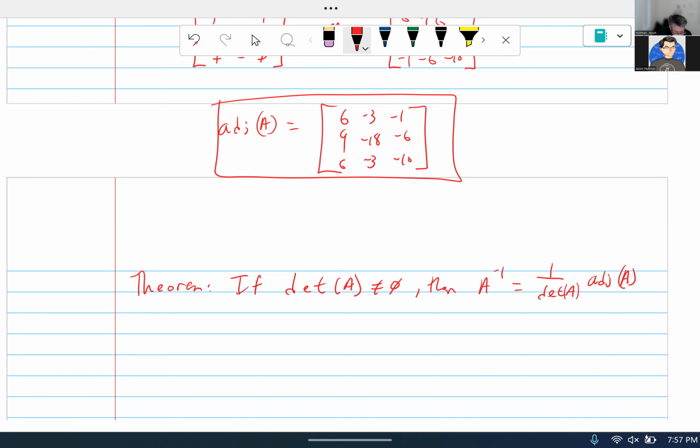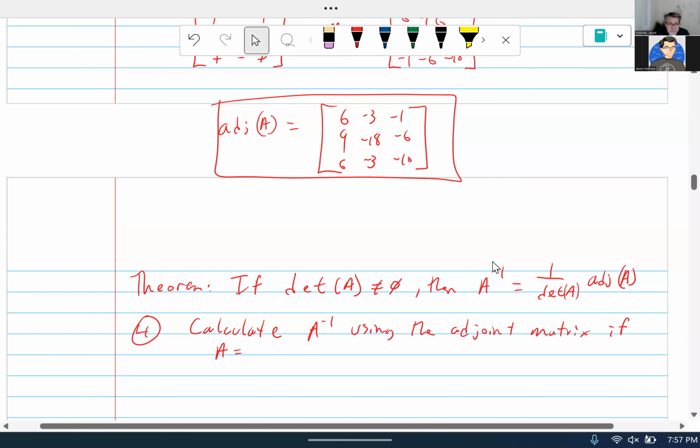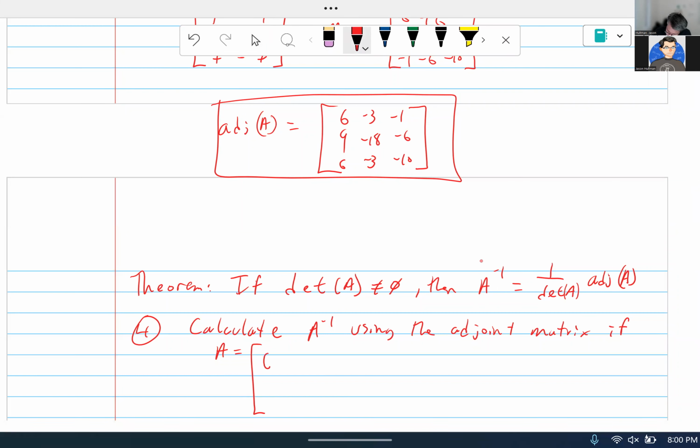Okay, so let's look at number 4 here. It says calculate A inverse using the adjoint matrix if A is equal to 6, -1, 0, 2, -2, 1, and 3, 0, -3.